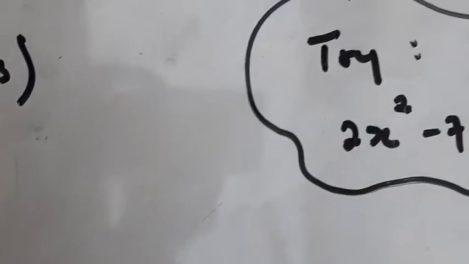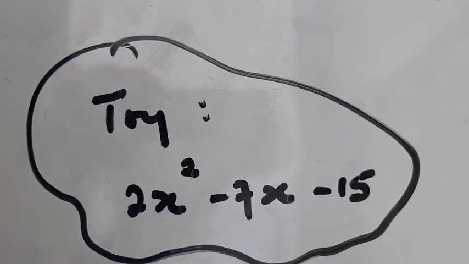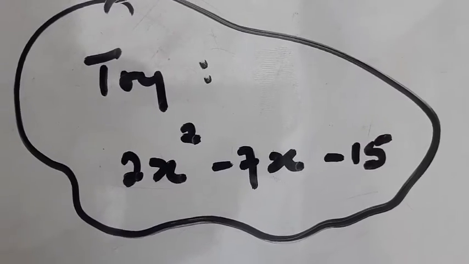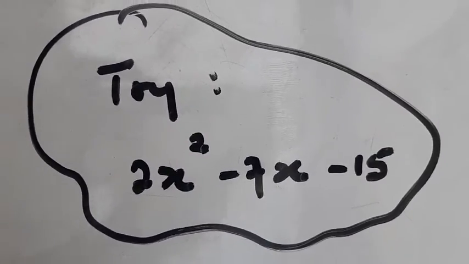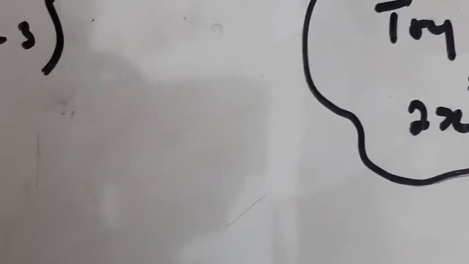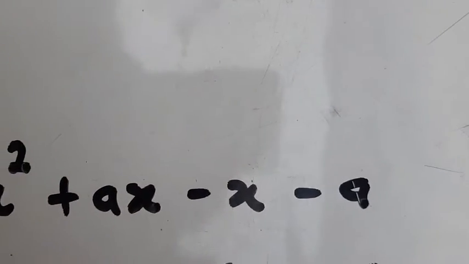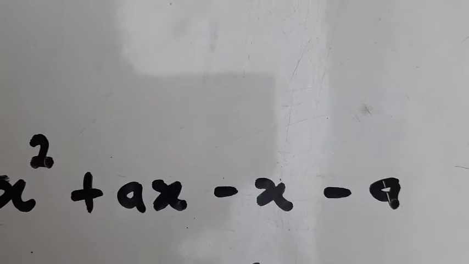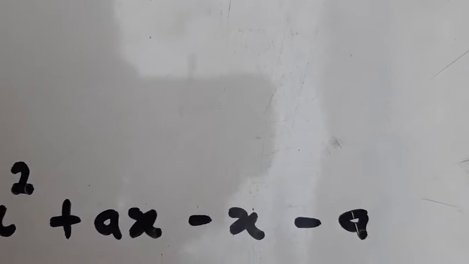Okay, now I have a question for you. So here's the next question, that says 2x squared minus 7x minus 15. I guess you should try this and give us your answer in the comment section, right? Now here you have x squared plus something as minus something x and then minus a number, right? So they say you should factorize.